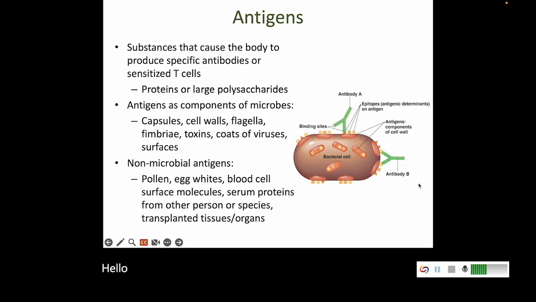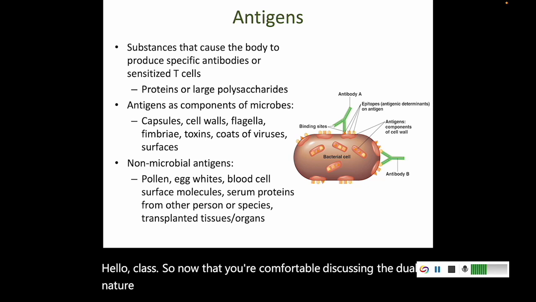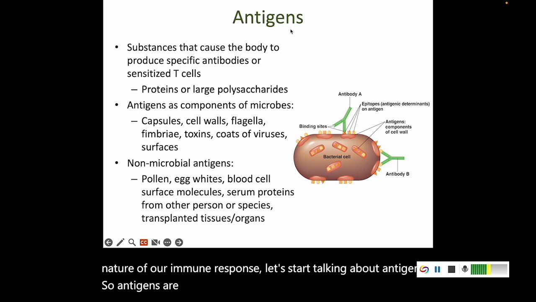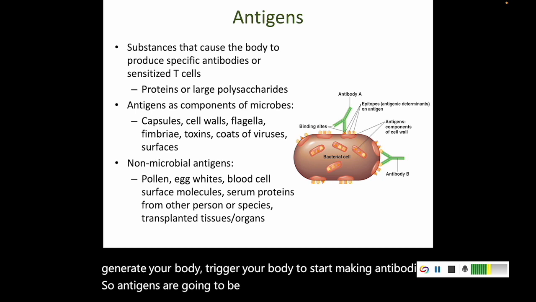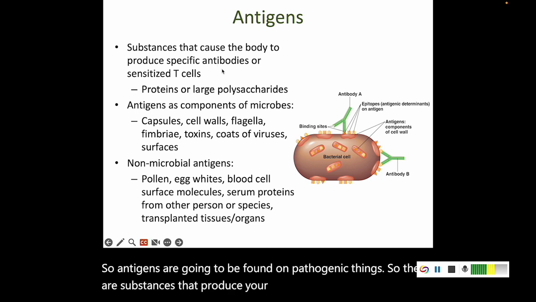Hello, class. So now that you're comfortable discussing the dual nature of our immune response, let's start talking about antigens. Antigens are antibody generators. They trigger your body to start making antibodies. Antigens are going to be found on pathogenic things. These are substances that cause your body to make antibodies.